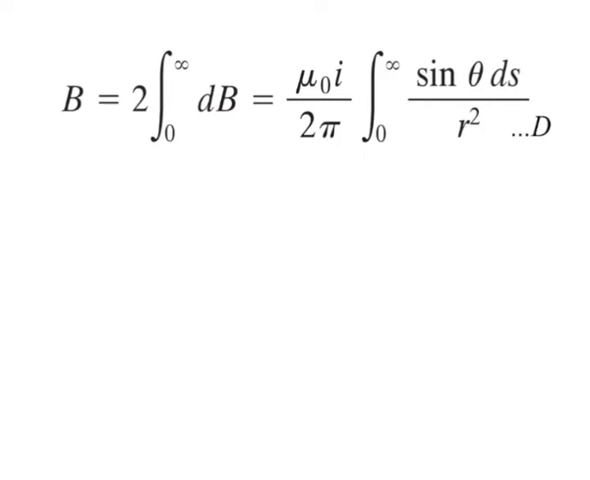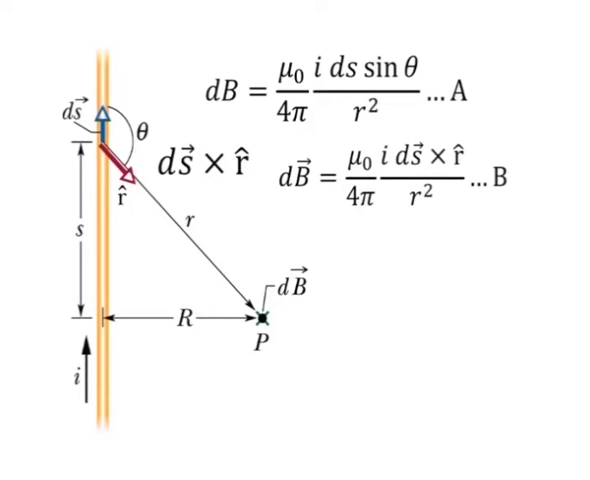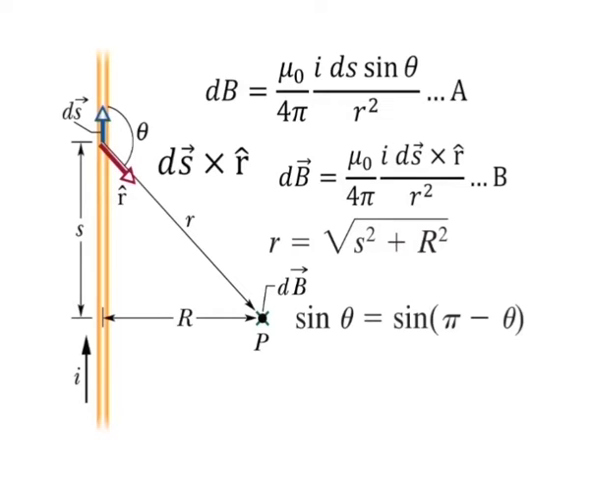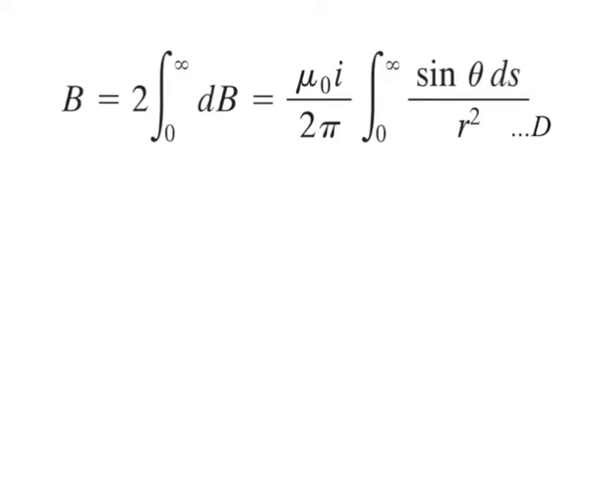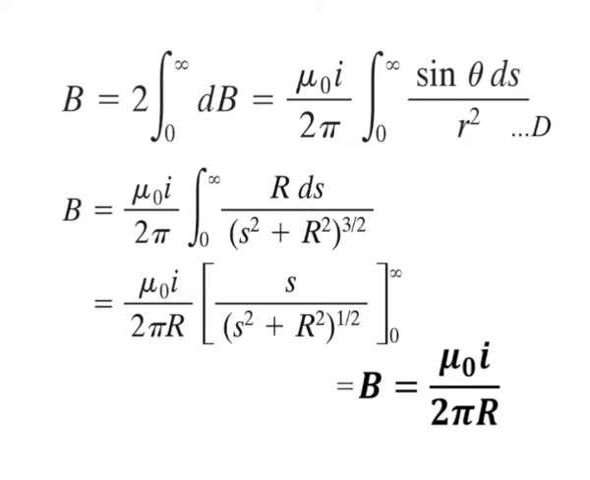The variables theta, s and r in this equation are not independent. The figure shows that they are related by r equals the square root of s squared plus R squared, and sin theta equals sin of pi minus theta, which is equal to R upon the square root of s squared plus R squared. With these substitutions and solving the integral, equation D becomes B equals mu 0 I upon 2 pi R.